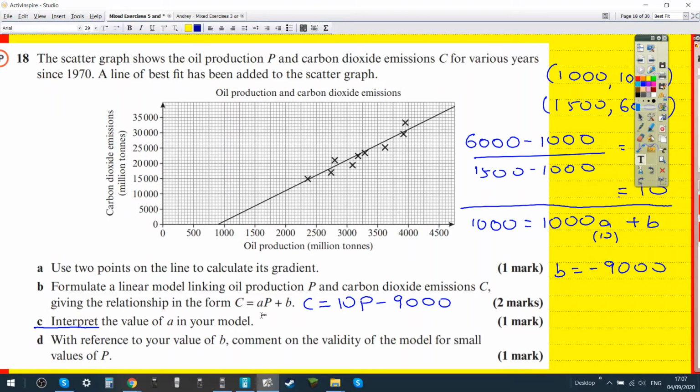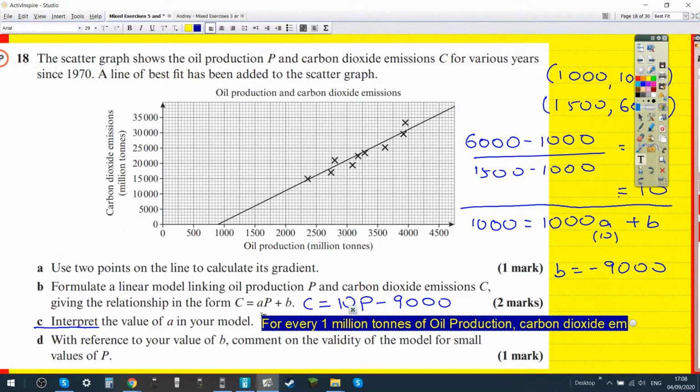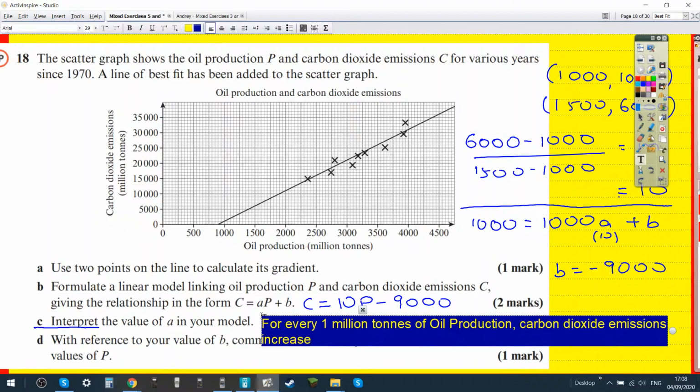So, you would have to say something like, for every 1 million tons of oil production, and then so that's the for every 1 increase in X, there is what increase in Y? 10 increases in Y. And so is it 10 million tons increase in carbon dioxide emission? Yes. Carbon dioxide emissions increase by 10 million tons. There we go. Real world maths. I don't like it.